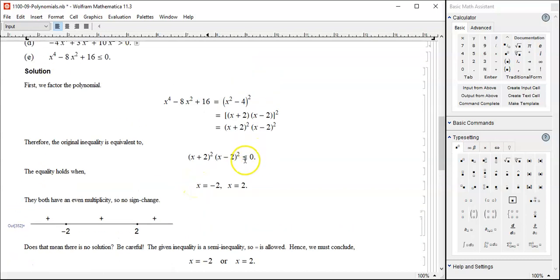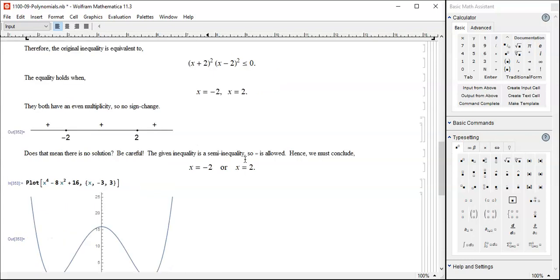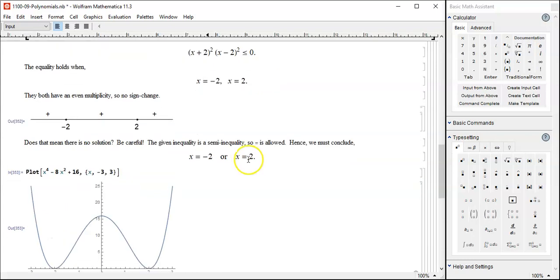And this is less than or equal to 0. No negative intervals, so it looks like no solution. But be careful. This is a semi-inequality, so equality is allowed. So x equal to -2 or x equal to 2. Alright? If this had been a strict inequality, then no solution would be correct. But with a semi-inequality, that's a little bit tougher.